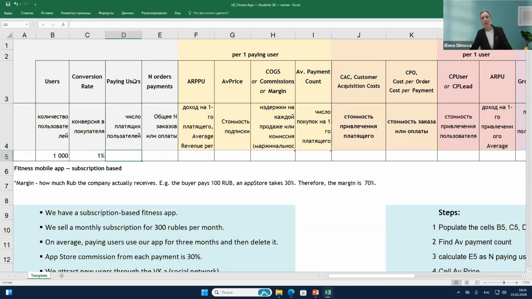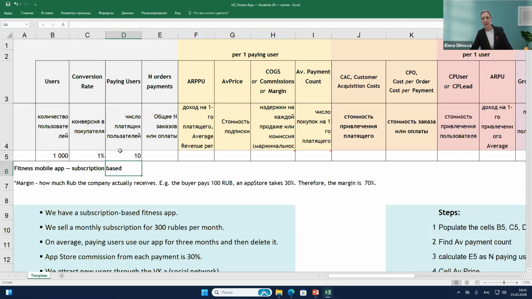Then how many paying users do we have? Here we need to start calculating, because we can use this conversion rate and the number of people who visited our website, which means that we just multiply the 1% conversion rate by the number of people who visited or downloaded our application.